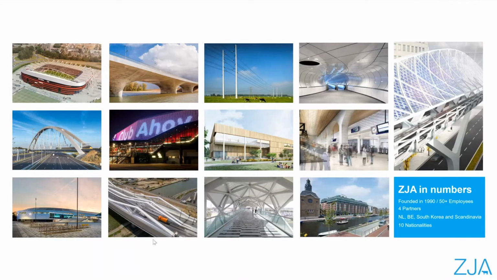Very quickly, for those of you who don't know us, we are ZJA. We are an internationally recognized architectural practice founded in 1990 by Moshe Zwarts and Ryan Jansma, located in the city of Amsterdam. As a practice, we operate at an intersection of architecture, design, and technology. Our projects range from large, complex infrastructure projects, be it stations, bridges, theaters, stadiums, and mainly we are active in Netherlands, Belgium. Now we are also getting into South Korea and Scandinavia.